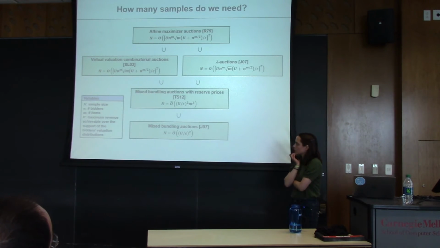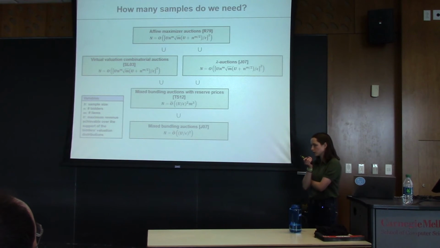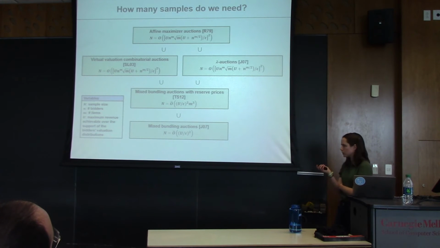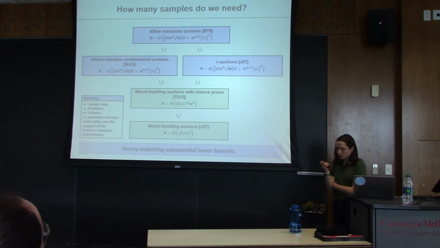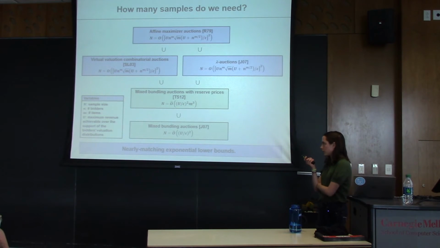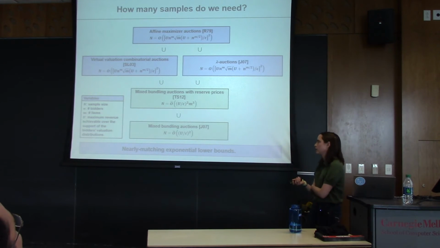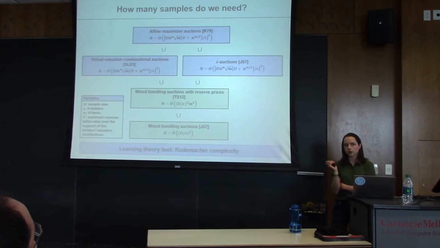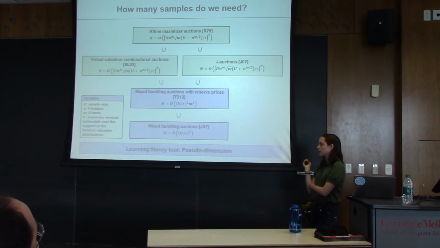And so here are sample complexity results that we derived for the hierarchy of auctions. I'll just point out a few things, and I'm only going to talk about a couple of these results. For these exponential upper bounds, we got nearly matching exponential lower bounds. They're very complex classes of auctions. We used Rademacher complexity and pseudo-dimension to understand these auction classes.